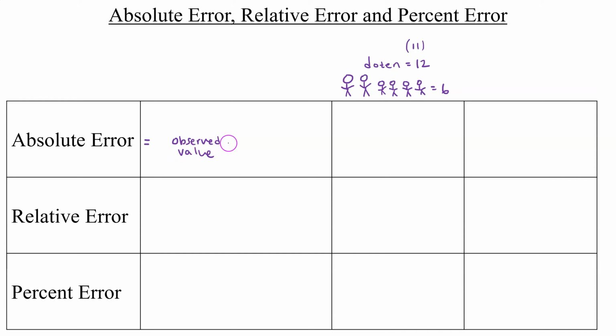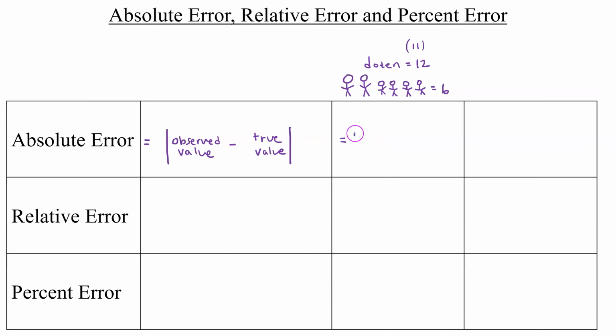So you open your box, how many donuts do you see? Minus the true value. So we know that a dozen donuts means 12 donuts, so the true value would be 12. And then we put it in absolute value terms. That's what these vertical bars mean. So that's just to say that regardless of if the number is negative or positive, we take the absolute value, so the number is going to be positive.